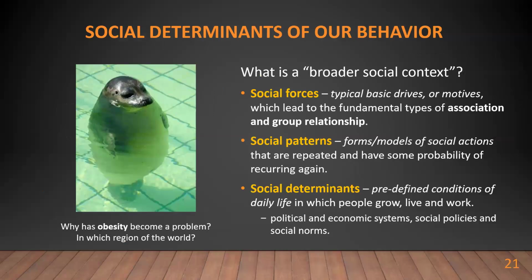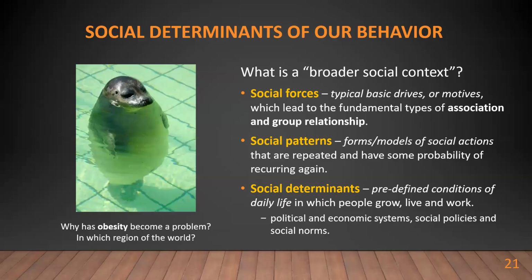Now, we need to talk about what the main social determinants of our behavior are. So what is that broader social context? First of all, there are social forces. They're typical basic drives and motives which lead to the fundamental types of association and group relation. Association between people, of course, between individuals. So they're social forces that bring people together. Why does that happen? And of course, they're social forces that bring people apart. Then there are those habituses, or social patterns, forms and models of social actions that are repeated and have some probability of recurring again.